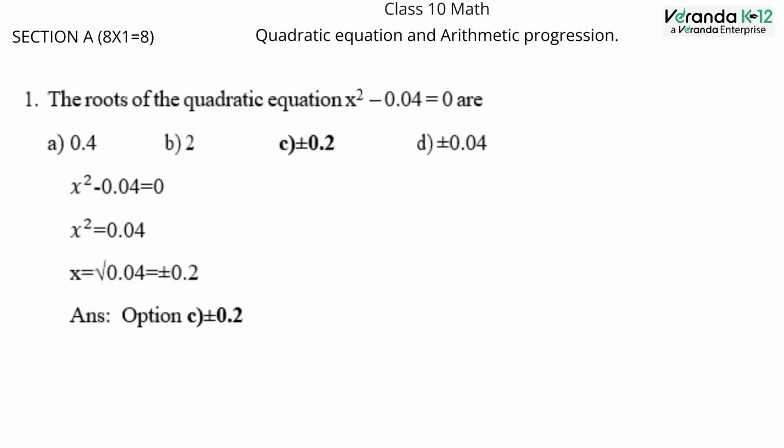First question. The roots of the quadratic equation x square minus 0.04 is equal to 0 are option A 0.4, option B 2, option C plus or minus 0.2, option D plus or minus 0.02. Solution. X square minus 0.04 is equal to 0. X square equals 0.04. Then x equals square root of 0.04, which is nothing but plus or minus 0.2. The solution is option C, plus or minus 0.2.